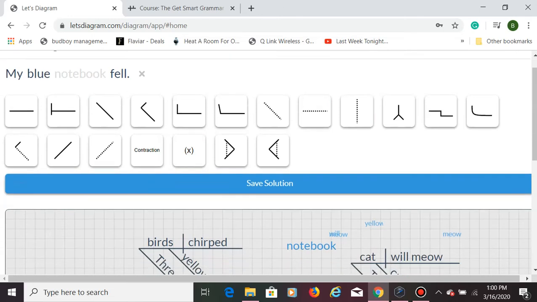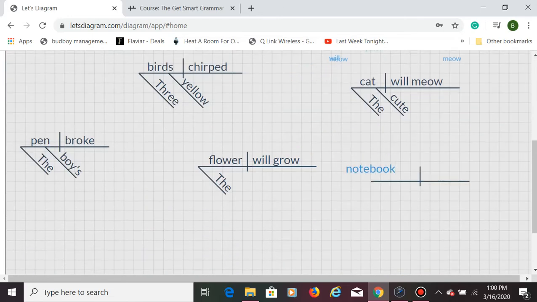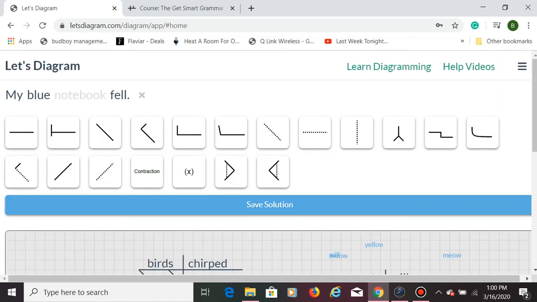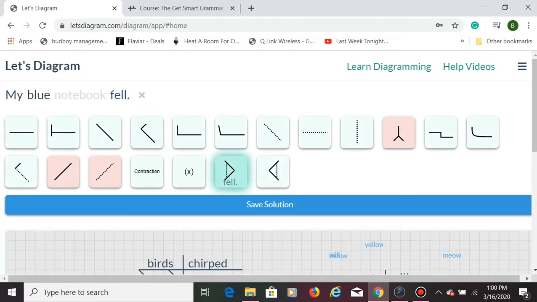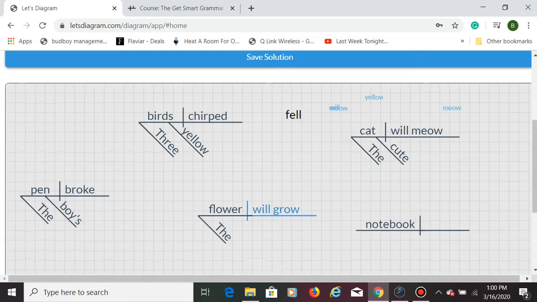Notebook goes in our subject area, which is on the left-hand side. Notebook. Okay, and what is the verb or the action? Right, the verb is fell. That's what the notebook did. It fell.